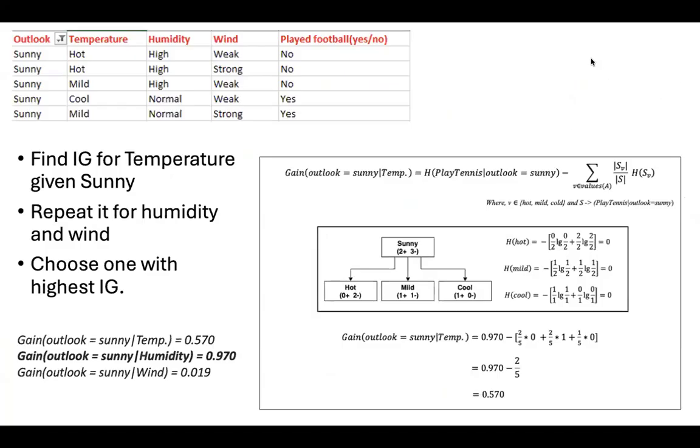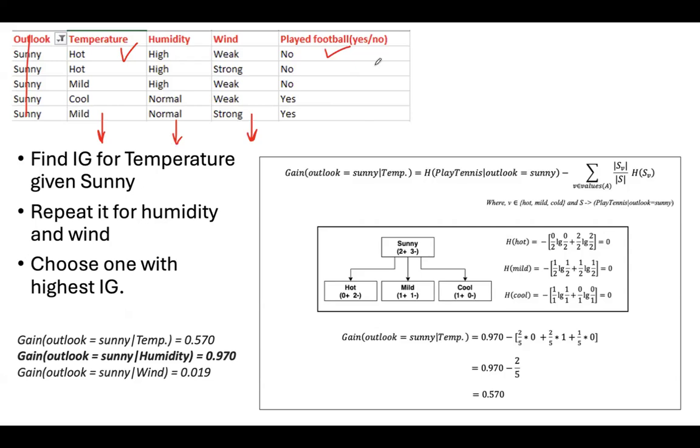So for example, for the first case, when the outlook is sunny, what should come after this? Should I ask about temperature, humidity, or wind? What should be the next question? So I'll try to find out the entropy, because this is all sunny, so this is ignored. I'll just take temperature from this table and the final column here, and find out the entropy for temperature, the entropy for humidity, the entropy or the information gain for this particular table, and then repeat the same process again.